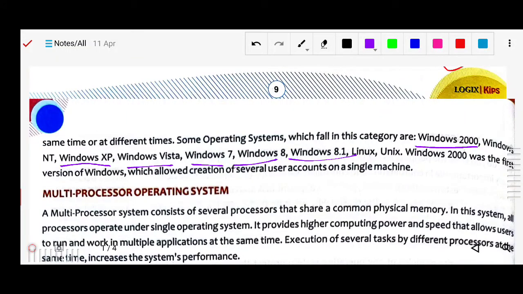Windows 2000 was the first version of Windows which allowed creation of several user accounts in a single machine. So Windows 2000 was the first Windows version where this operating system supported multi-user operation. Okay, next we have the multi-processor operating system.